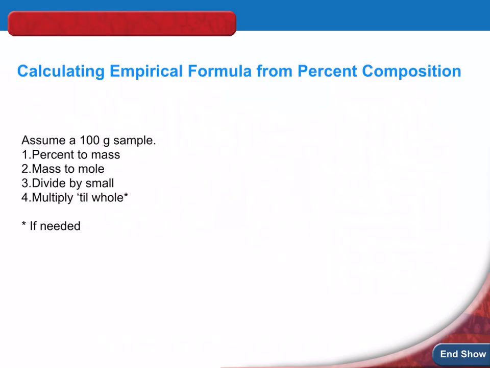So to find the empirical formula, there's a couple steps. The first step is you're going to be given percent composition, or you'll have to find it, which if you know how to find it, it's real easy. Then assume a 100-gram sample of each substance. So if you assume a 100-gram sample, you just take the percent and make it grams. And then convert that mass into moles. You'll divide by the smallest number of moles, and then you have to do a little multiplication until you get whole numbers. All of that might sound a little weird right now, but I will show you what I mean with an example.